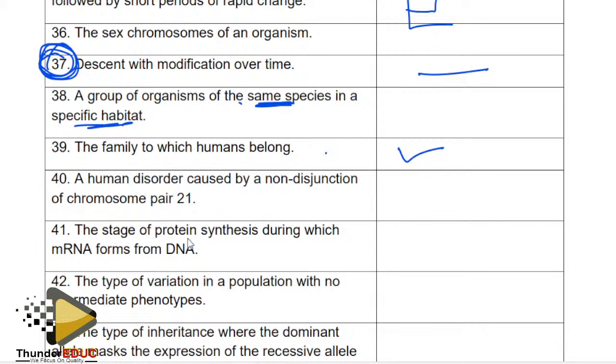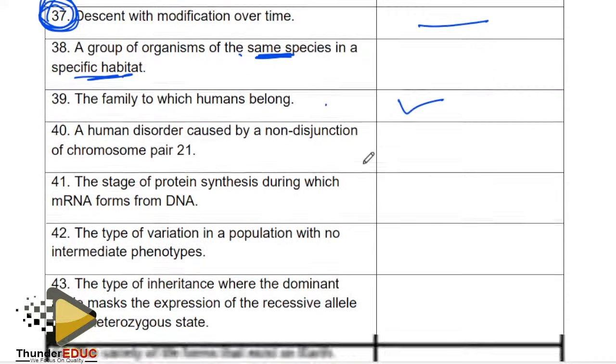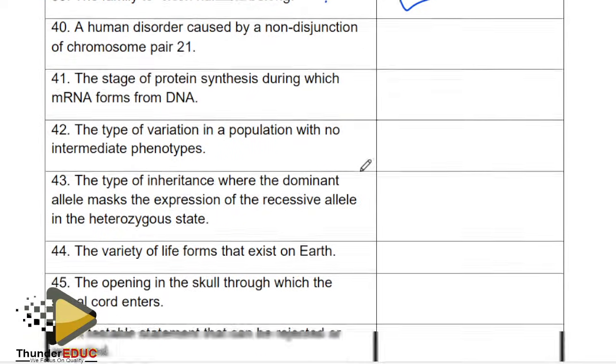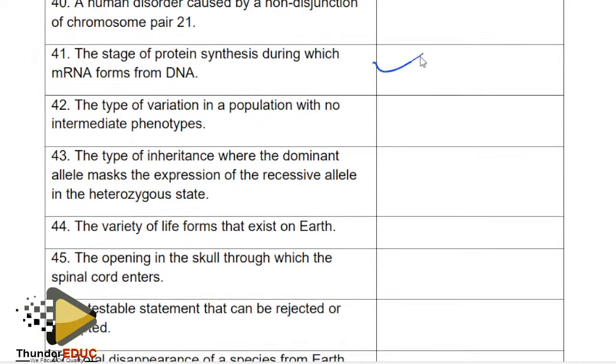The stage of protein synthesis during which messenger RNA is formed from DNA: transcription. Then they are saying the type of variation in humans with no intermediate: we call it discontinuous variation.